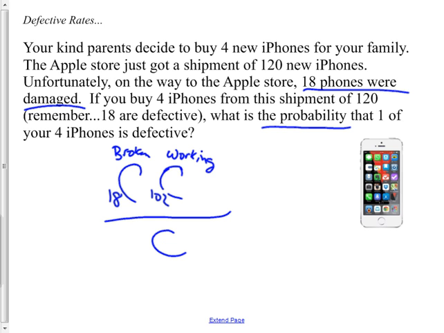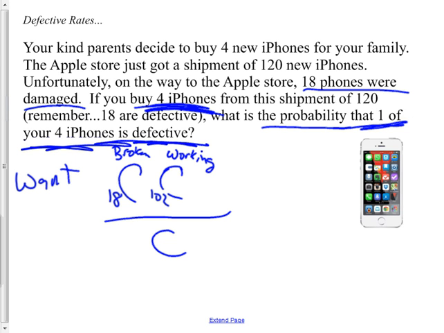Okay, next is, of the broken phones, how many do we get? I know this is what we want. We don't really want to get a broken phone, but we want to investigate out of 4 iPhones, the probability that 1 of them is defective. So 1 defective one, and 3 working. And then how do you do the bottom? You add up the other ones, yeah. How many total were there? 120. And how many phones total did we get? There we go. And this plus this should equal that. And that plus that should equal that.